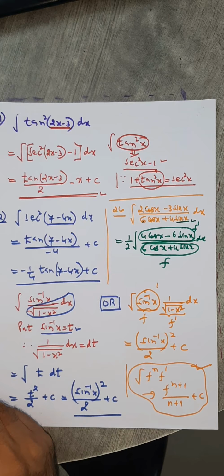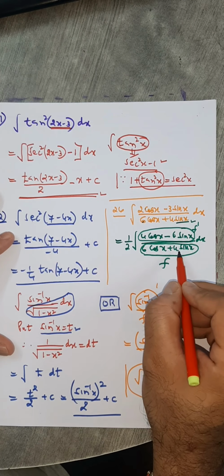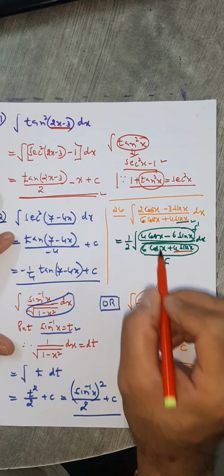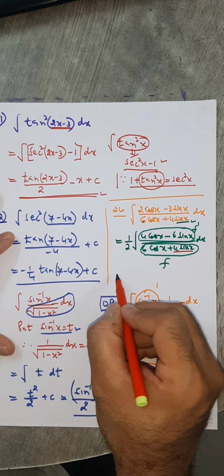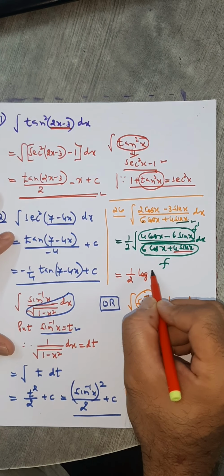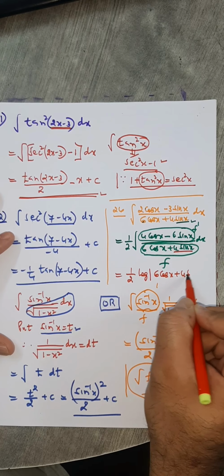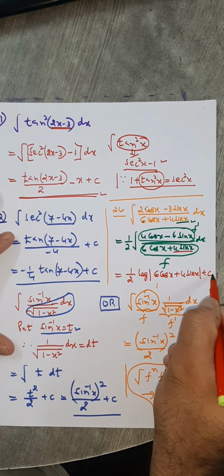What's the derivative of the denominator function? What's the derivative of 6 cos x minus 6 sin x? What's the derivative of 4 sin x, 4 cos x? It is f dash upon f. So what's your answer? 1 upon 2 log of mod of the denominator function 6 cos x plus 4 sin x plus c.